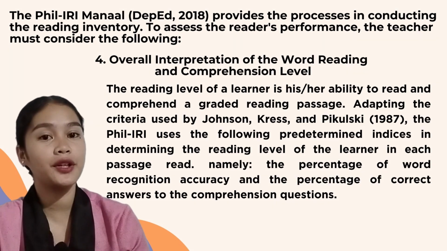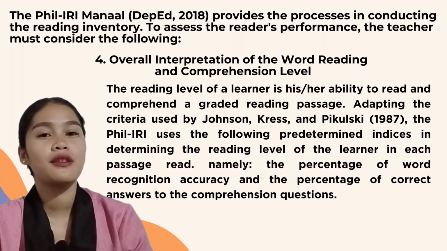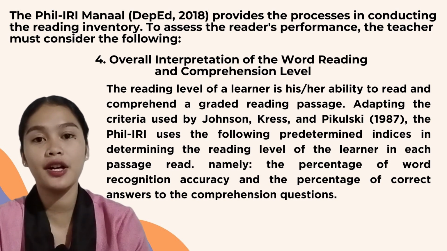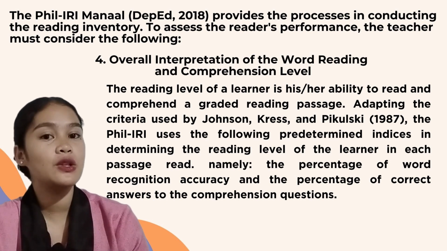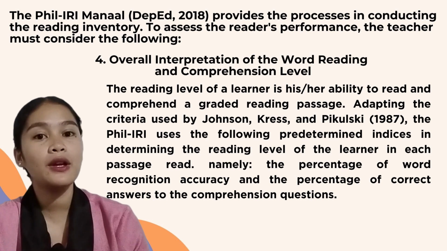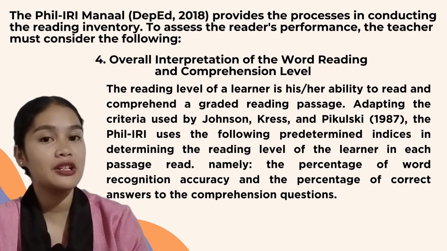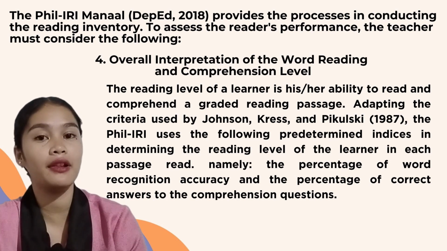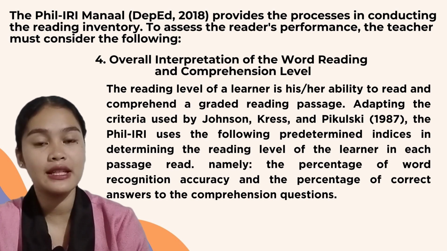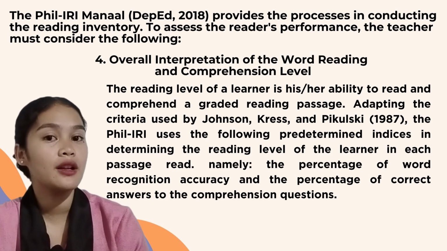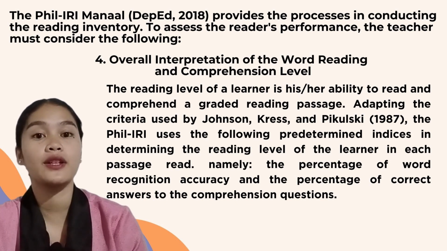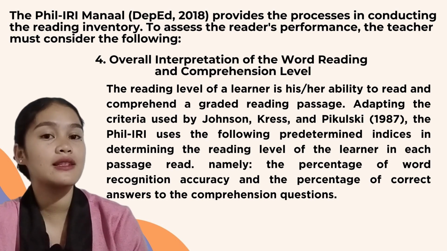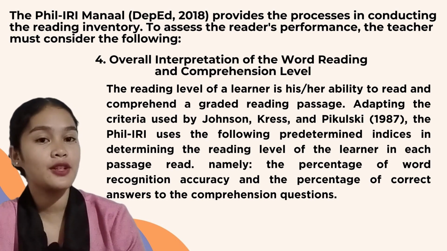Overall interpretation of the word reading and comprehension level. The reading level of a learner is his or her ability to read and comprehend a graded reading passage. Adopting the criteria used by Johnson, Kress, and Pikulski, 1987, the Phil IRI uses the following predetermined indices in determining the reading level of the learner in each passage read, namely the percentage of word recognition accuracy and the percentage of correct answers to the comprehension questions. Now we have here the metrics that guide the teacher in analyzing the performance of a learner.